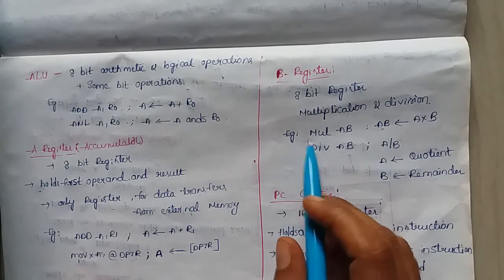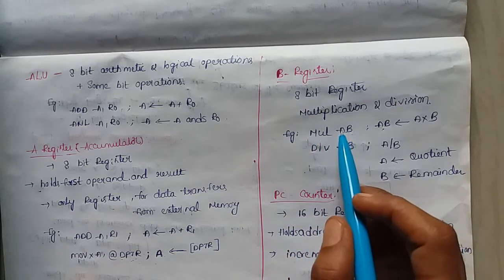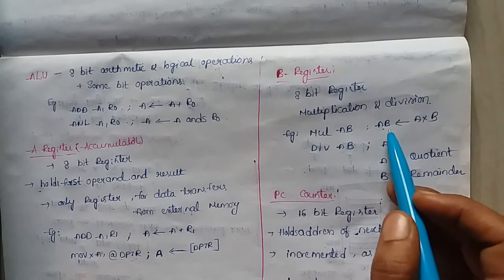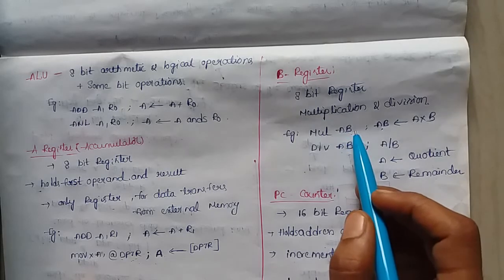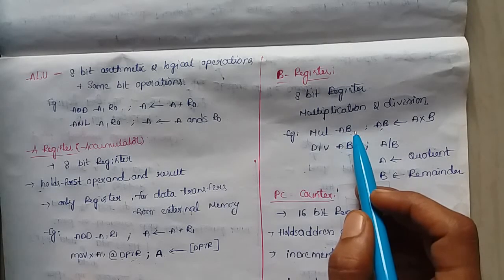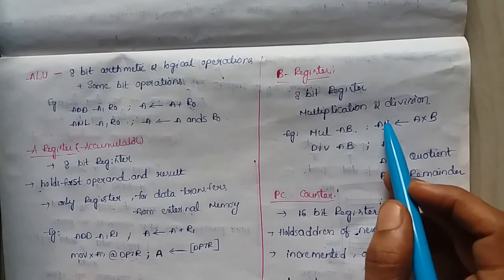You may see the examples: multiplication, MUL AB. Here the contents of the A register are multiplied with the B content, and the result will be stored into the AB register. You know very well, both the registers are of size 8-bit. After multiplication, you may get a result of up to 16 bits, and that 16-bit value is stored into the AB register.